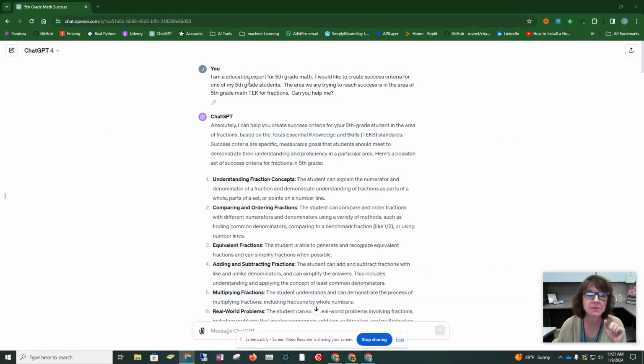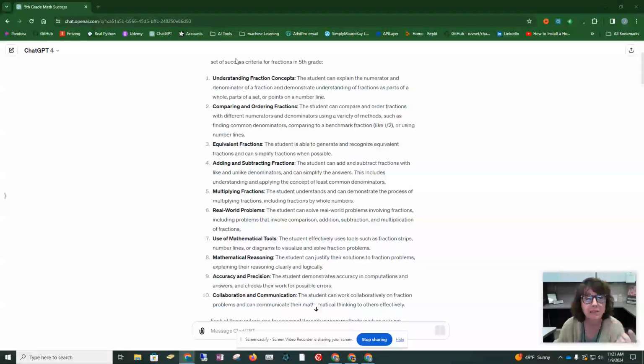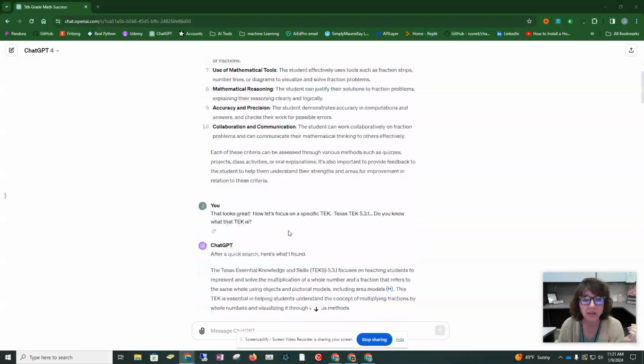So the first thing I'm going to do is tell it that I am an education expert for fifth grade math, and I need to create success criteria for one of the students, specifically for fractions. First thing it does is it comes in here and says, absolutely, here's some specific measurable goals that the student should meet to demonstrate their understanding in a particular area. And it gives me 10 things here that I can go through that considers success criteria. But I was like, hey, let's focus on a very specific one.